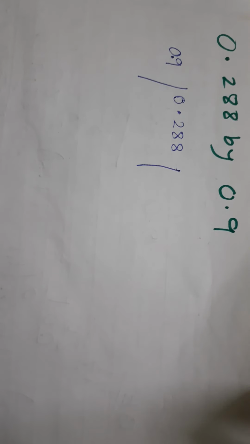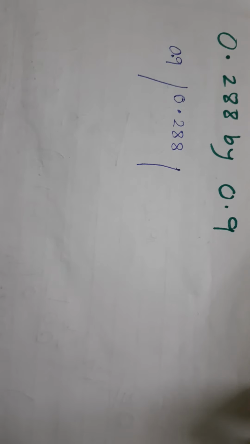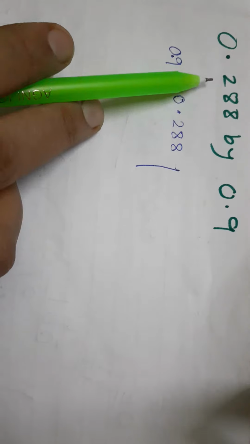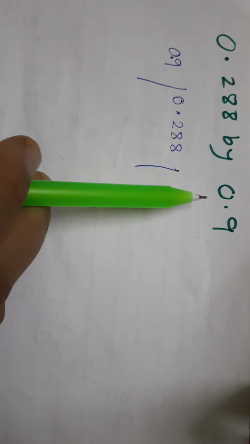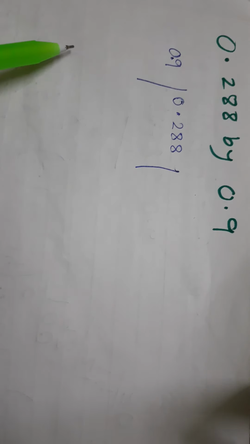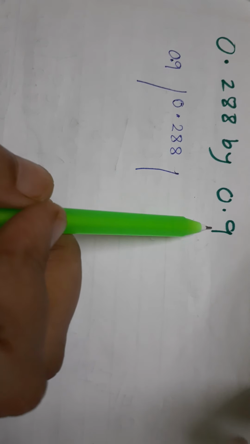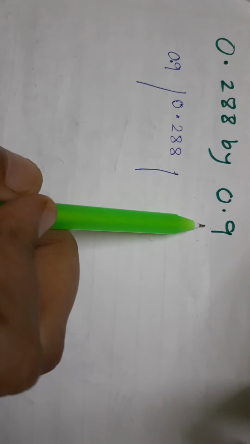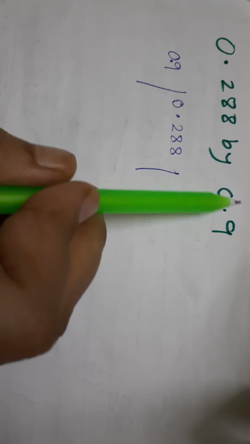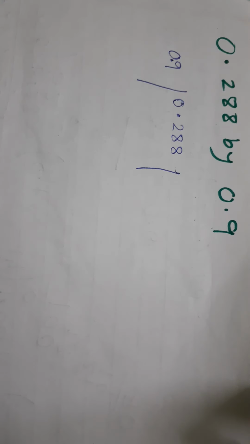Now let us see one more type of division for decimal numbers. Here you can see the question: 0.288 divided by 0.9. These are two different decimal numbers, different in the sense that they are not like decimal numbers. This one is 0.288 and this is only 0.9. That means we have to first make both of these like decimal numbers.